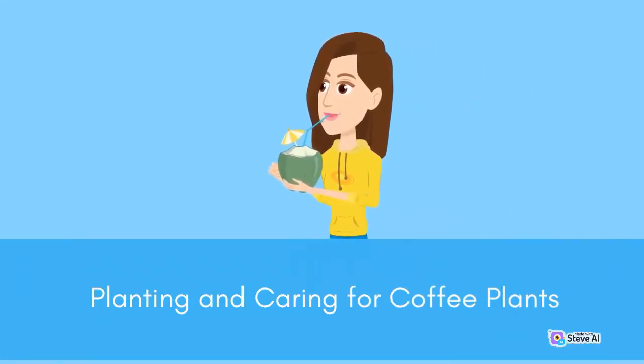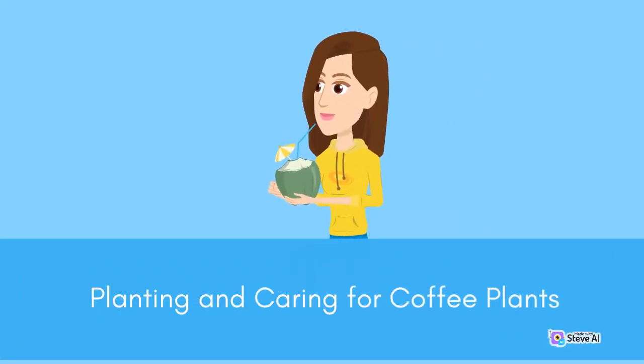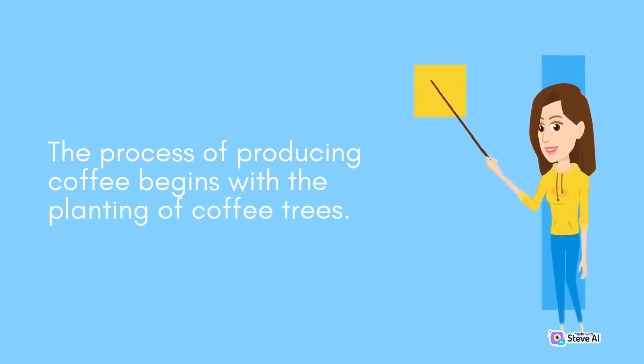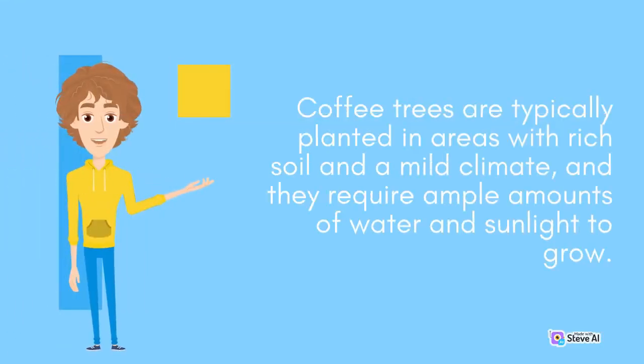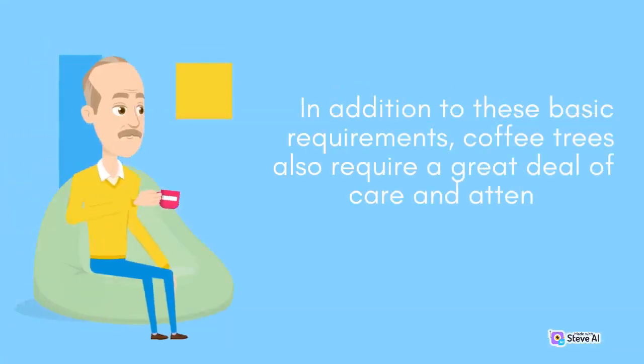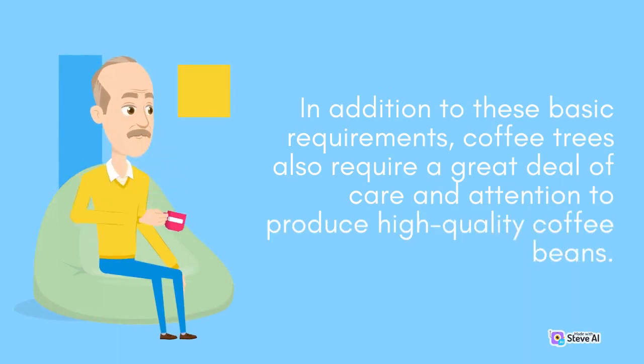Planting and caring for coffee plants. The process of producing coffee begins with the planting of coffee trees. Coffee trees are typically planted in areas with rich soil and a mild climate, and they require ample amounts of water and sunlight to grow. In addition to these basic requirements, coffee trees also require a great deal of care and attention to produce high-quality coffee beans.